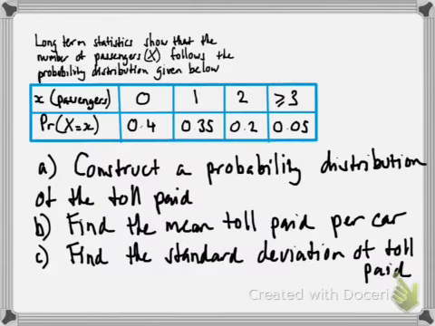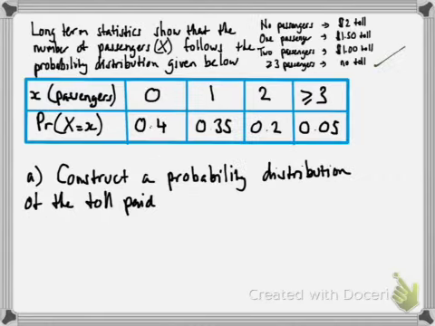So there's the long-term statistics. Construct a probability distribution of the toll paid. Find the mean toll per car. Find the standard deviation of toll paid. Let's get into it. First thing we have to do is construct a probability distribution of the toll paid. Now, we're given this information over here on the right. No passengers, $2 toll, one passenger, $1.50, etc.